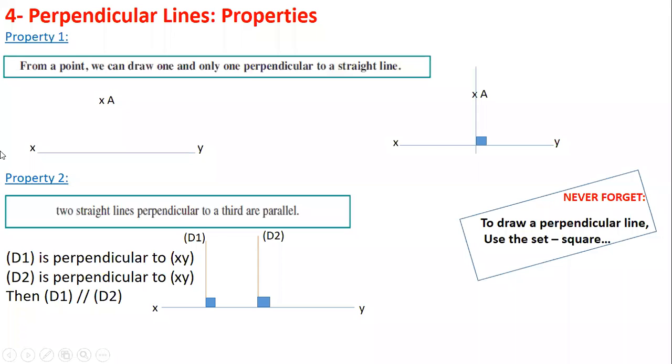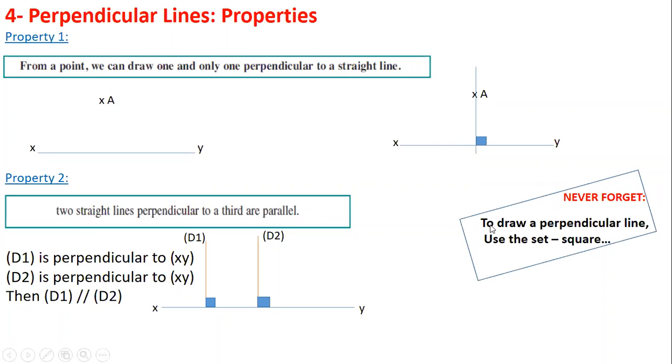Thank you, Adam. Adam Hayek, read the property number 1 of perpendicular lines. Yes. From a point, we can draw one and only one perpendicular to a straight line. Zahra Diya, read the property number 2. Yes, two straight lines perpendicular to a third are parallel.